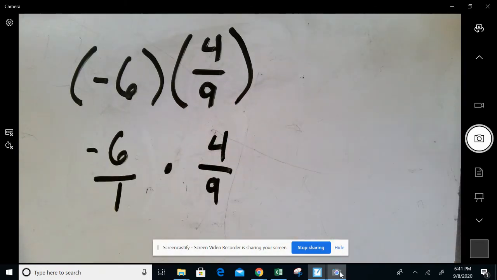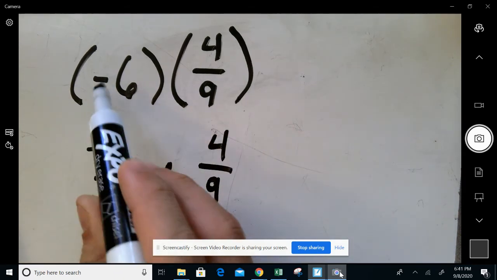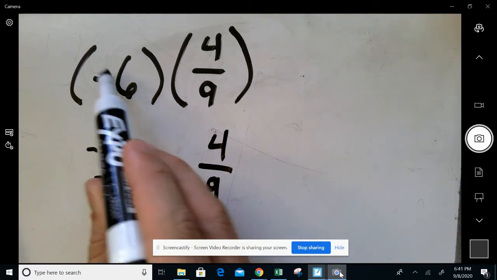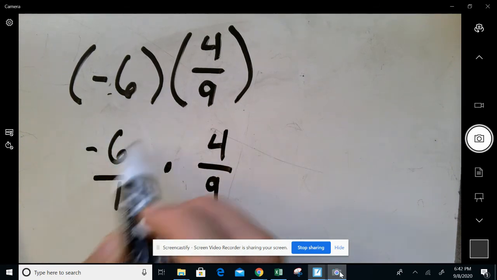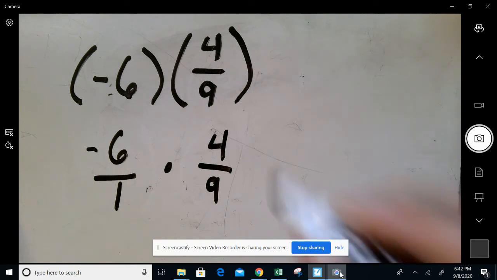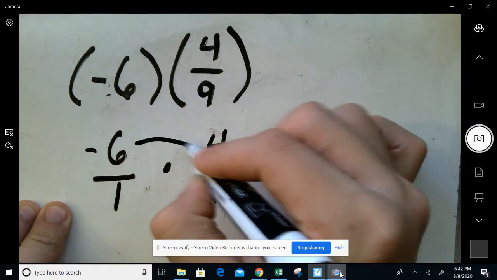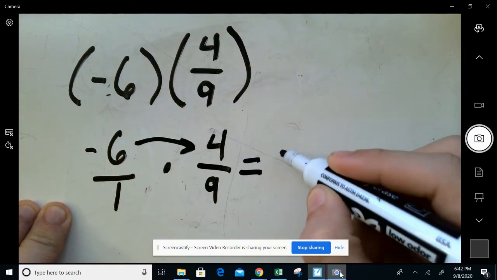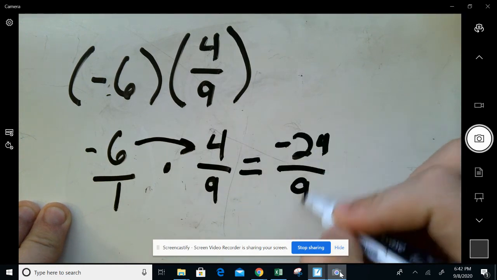Now, one thing to keep in mind, negative 6. There's only one negative here. So make sure that you only have one negative in your entire fraction. That makes the whole fraction negative. We'll talk about division here, and hopefully that makes sense, but that's really important to note. Negative 6 times 4, negative 24. 1 times 9 is 9.